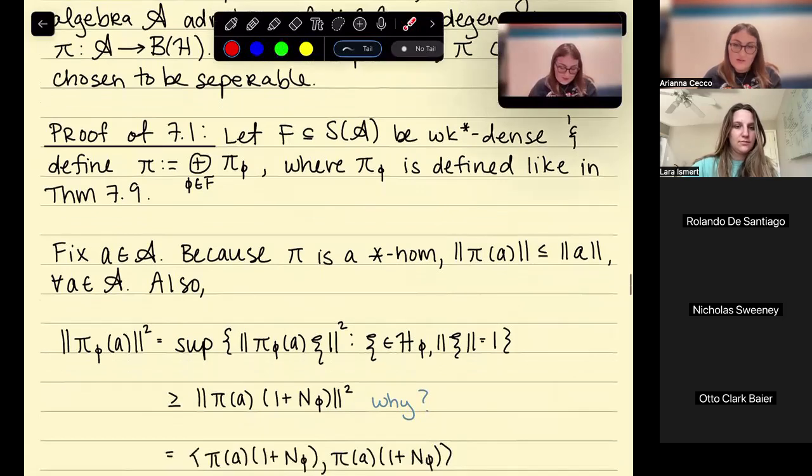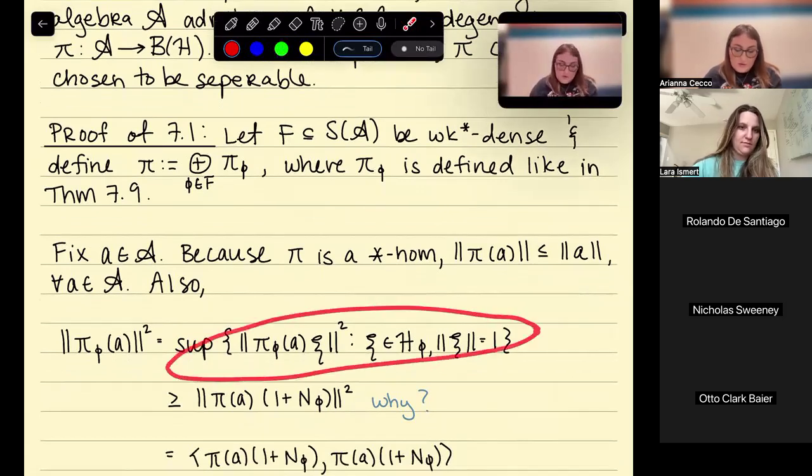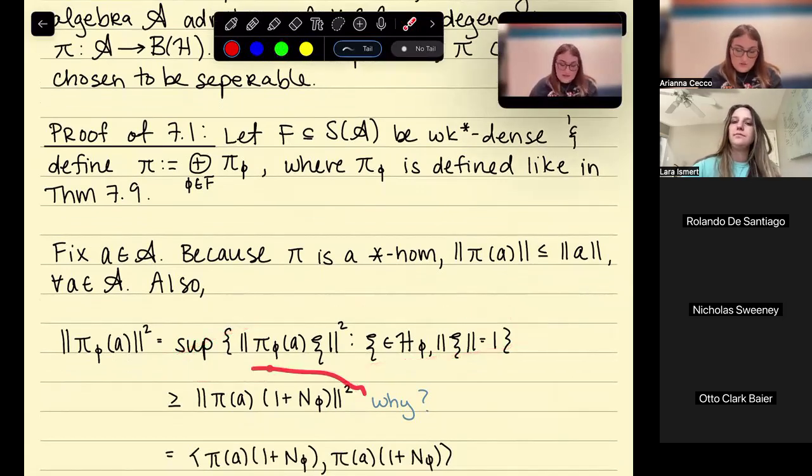This is just because this is supping over all of them, and this is just one of them. So this sup is going to be bigger than just one. Am I right, Laura? Yeah.